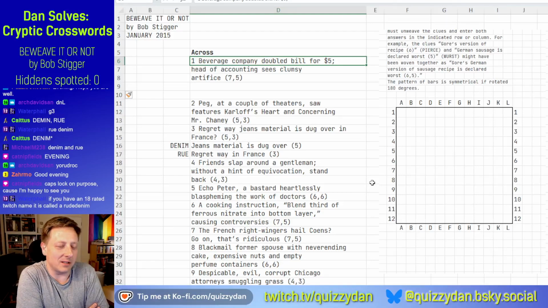Beverage company. So it's going to be like Coca-Cola or Pepsi or something like that. Doubled. But we don't even know if the words go in the clue. Head of accounting feels like A, but it could be head of C's. Accounting may be in an entirely different part of the clue.